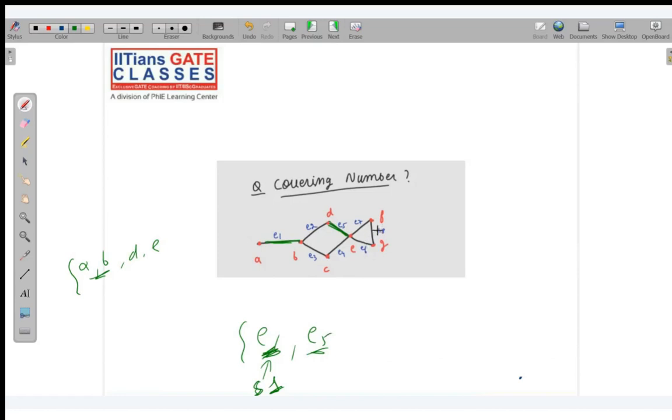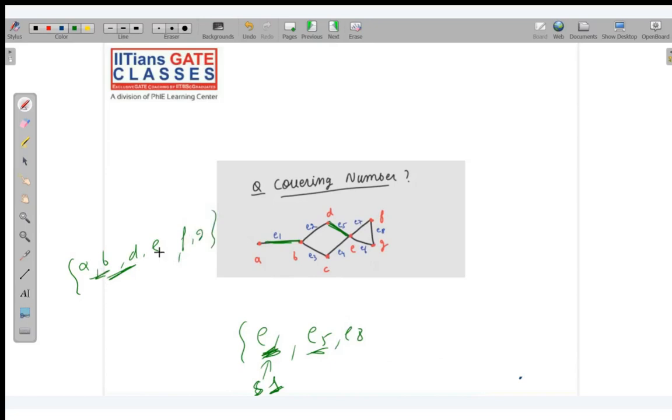Next, if I take E2, no, it will cover B and D. They are already covered, so never include E2. E2 inclusion is not allowed because the vertices are already covered. E3 inclusion is allowed, but it will add only 1 new vertex, so I will not take it. E7, no. E6, no. E8, yes, because if I take E8, I will cover F and G.